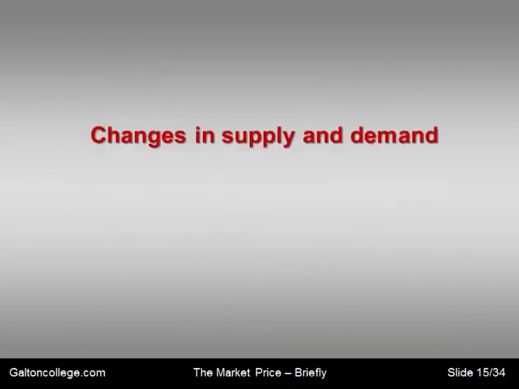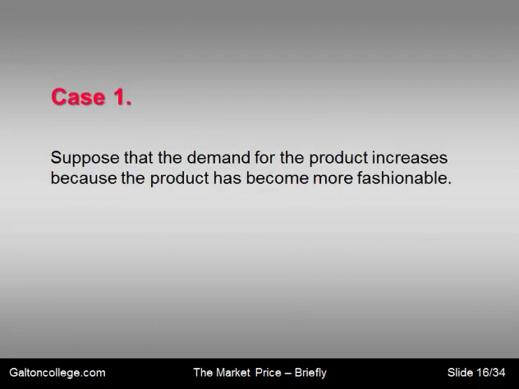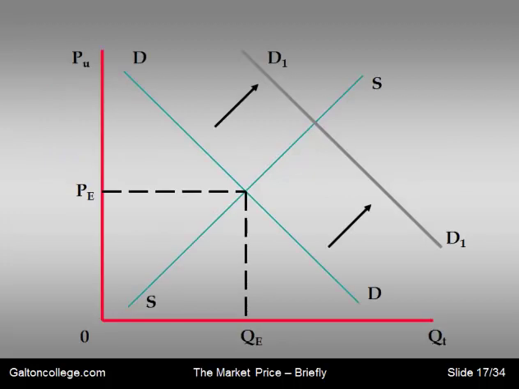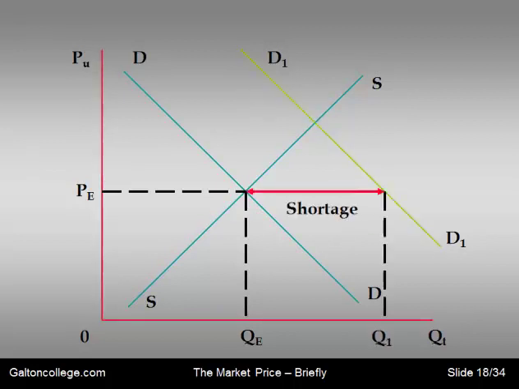Now, what happens when there are changes in supply and demand? Well, suppose that the demand for the product increases because the product becomes more fashionable, let's say. So suddenly the item is more fashionable, people want it. In this case, the demand curve shifts to the right, to D1. Now if the demand curve shifts to the right, then of course what was the equilibrium will now be a situation of shortage. Because the demand has now gone out to D1, it's no longer D, there's now a shortage.